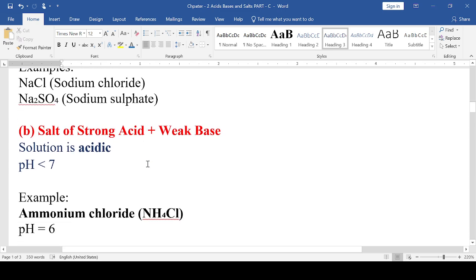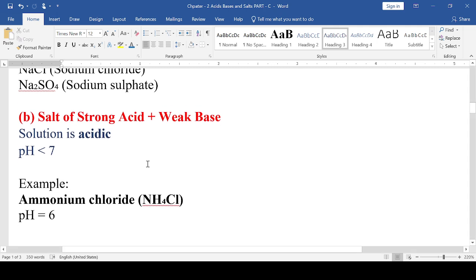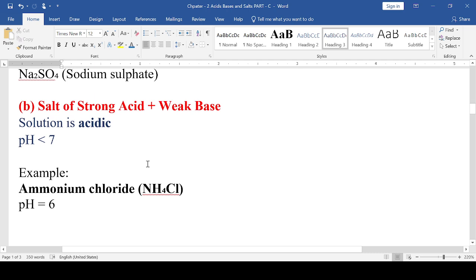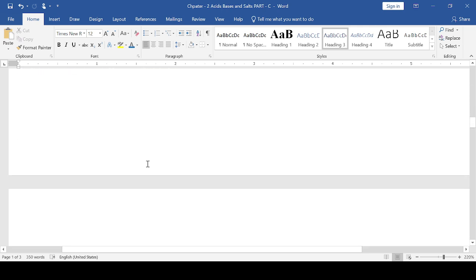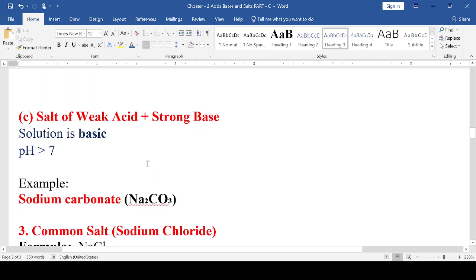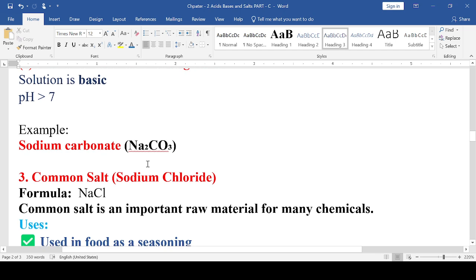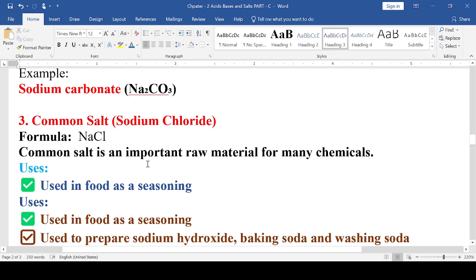In another case, a salt of a strong acid plus a weak base, the solution is acidic, and the pH value will be less than 7. Example is ammonium chloride NH4Cl, with a pH of about 6. If you have a salt of a weak acid plus a strong base, the solution is basic and the pH is greater than 7. Example: sodium carbonate Na2CO3.